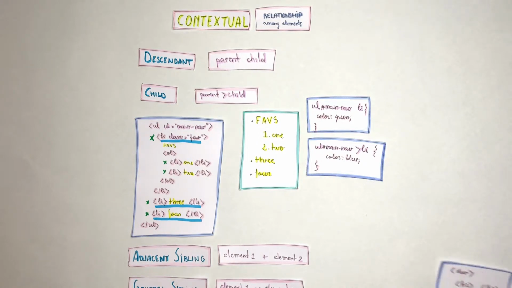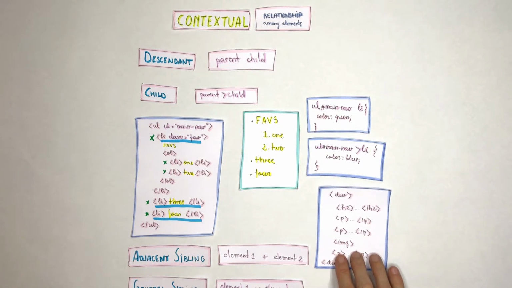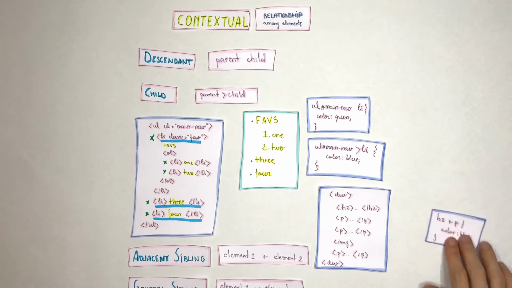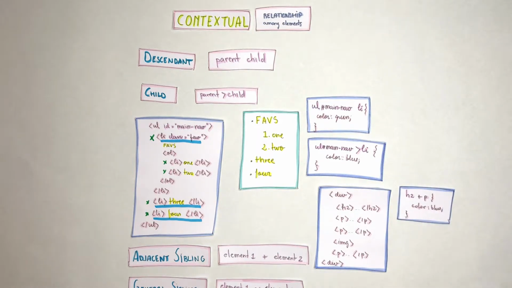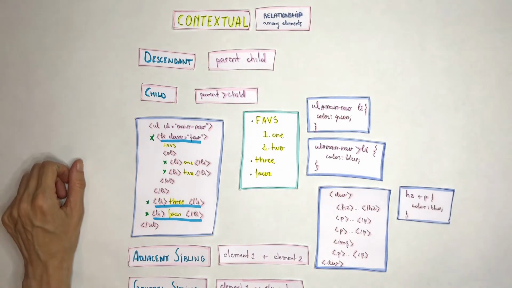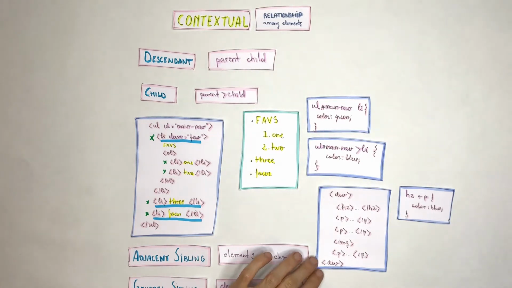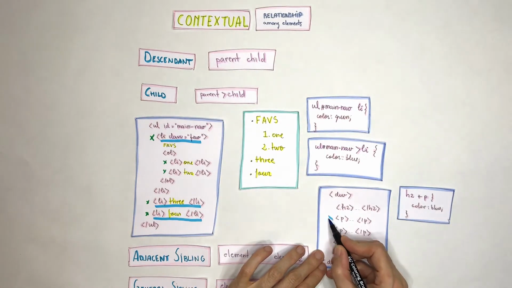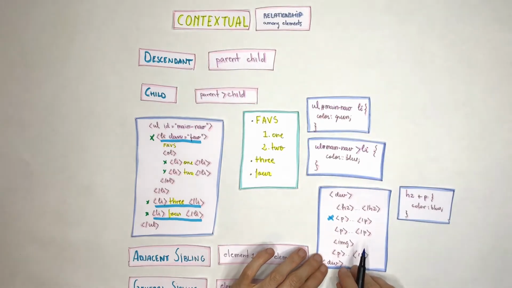Here we have a div element with a set of elements inside, all of them at the same level, all direct children of the div element. And now we have the selector h2 plus p. What element do you think is going to be selected? Right, the p element next to the h2 element, which is this p here.